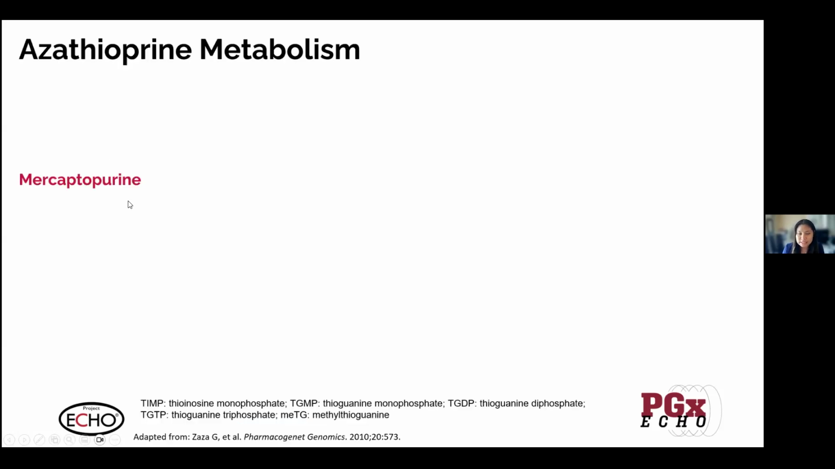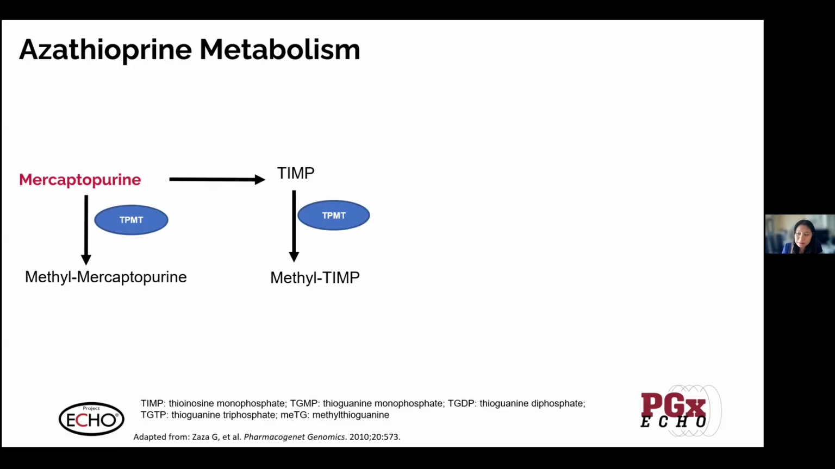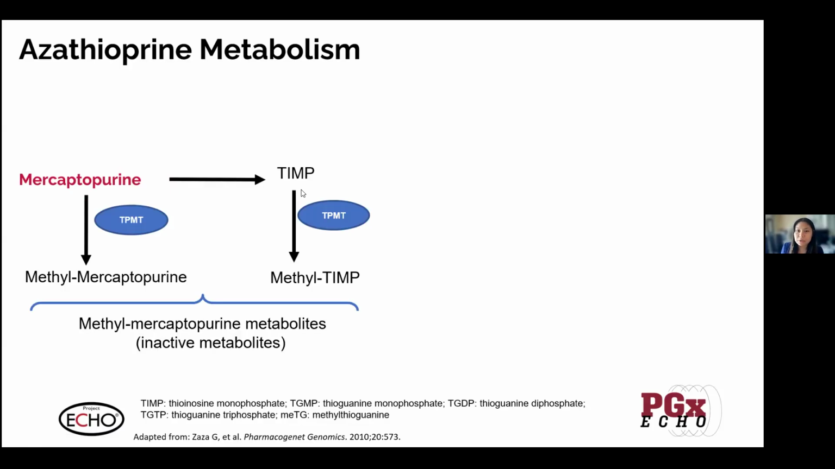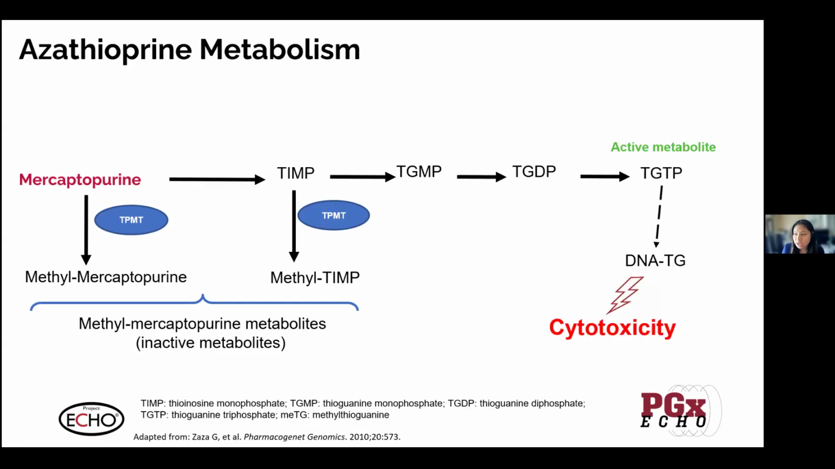So going over the metabolic pathway of azathioprine, starting off with mercaptopurine, which gets metabolized into thioinosine monophosphate. Both of those get further metabolized by TPMT to methylmercaptopurine metabolites, which are inactive. And then the thioinosine monophosphate also gets further metabolized into thioguanine monophosphate, which then gets phosphorylated into thioguanine diphosphate and triphosphate, which is the active metabolite that integrates into the DNA, causing the mechanism of action that we are looking for in thiopurines.